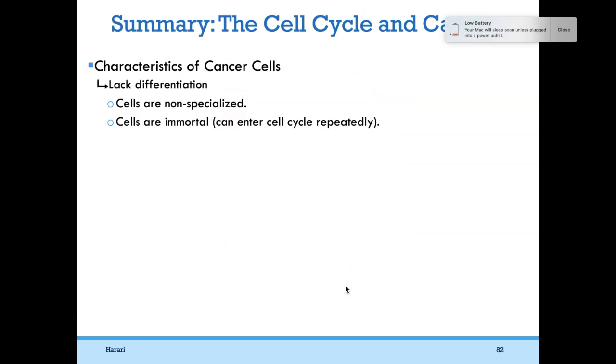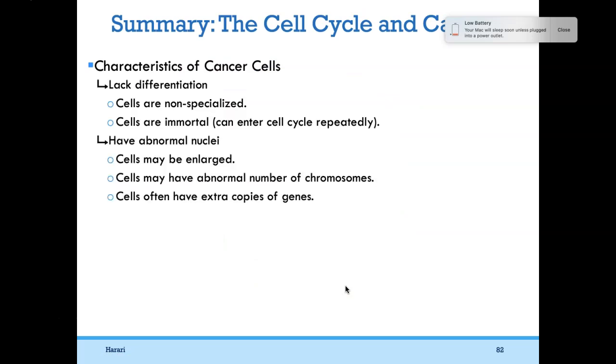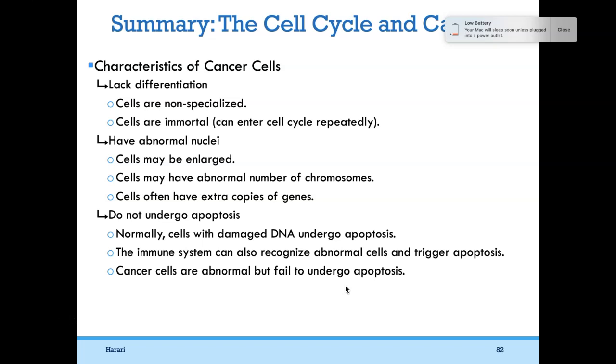So I'm not going to repeat all these things. It's a little wordy, these slides. But cancer cells are non-specialized, meaning they don't look different from one another. They keep on dividing and dividing. They have really messed up genes and chromosomes. They don't kill themselves when they should. So normally the immune system will recognize a cancer cell and tell it to kill itself. But cancer cells are sometimes just so abnormal that they trick the immune system. And the immune system can't kill these cancer cells.